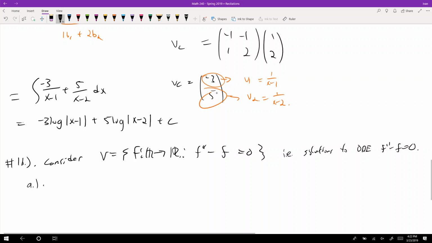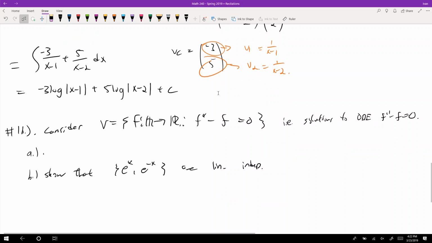Part B: show that the vectors e to the x and e to the negative x are linearly independent. There's also cosh and sinh in this problem, but let's ignore those for now because you probably won't have to worry about cosh and sinh on an exam. Or I really hope you don't need to worry about them on an exam.